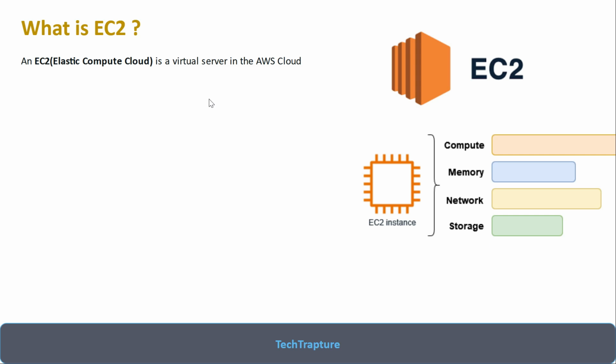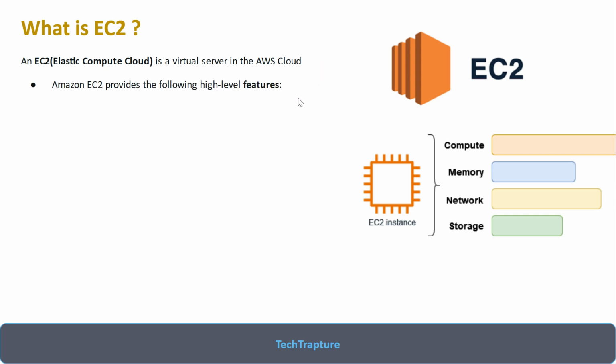The full form of EC2 is Elastic Compute Cloud, that is a virtual server in the AWS cloud. Each cloud provider will provide their virtual server. In Google Cloud it's GCE, that is Google Compute Engine. In Azure it is a virtual machine. Similarly, AWS has a bit of a different naming convention, that is EC2, but it is nothing but a virtual server, or you can say a virtual machine in AWS, and it provides a lot of features.